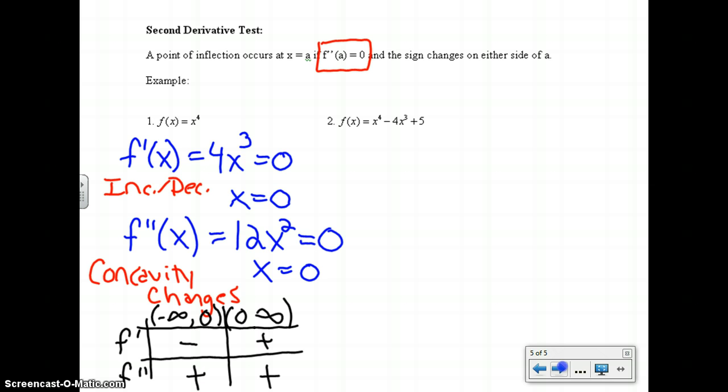What this now is telling me is that my function goes from decreasing to increasing, and it is concave up. Well, if I'm going to decrease and increase, and I have to be concave up, then pretty much I know my picture is going to look something like that. So I am going from decreasing to increasing.